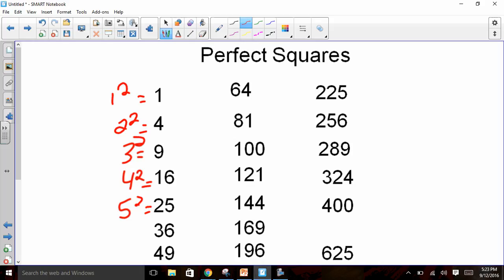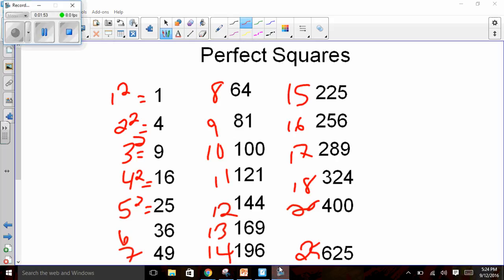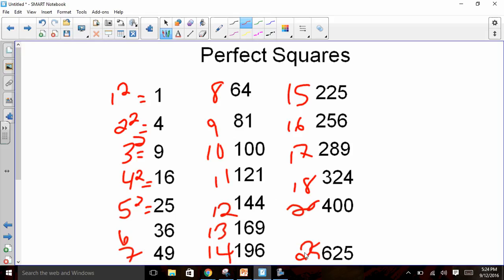If you notice the pattern, the next ones are going to be 6, 7, 8, 9, 10, 11, 12, 13, 14, 15, 16, 17, 18. We skip 19, we get 20, and I believe 25. We'll use these when simplifying, when we go to simplify expressions that are not perfect.